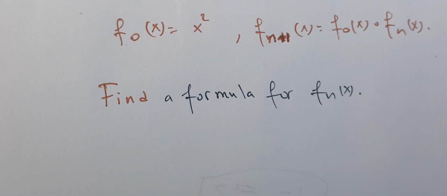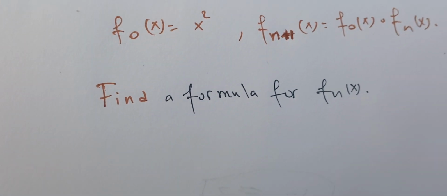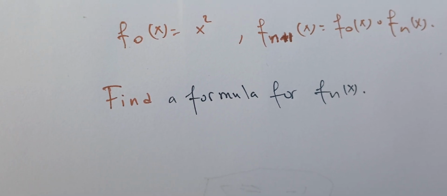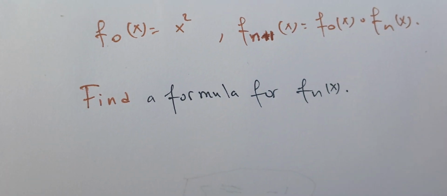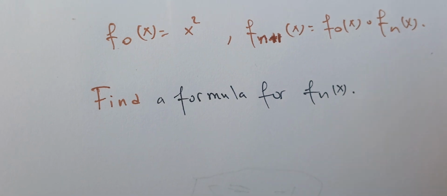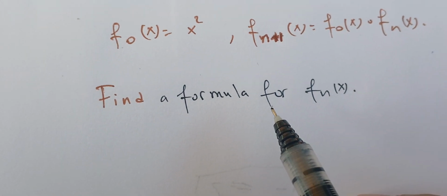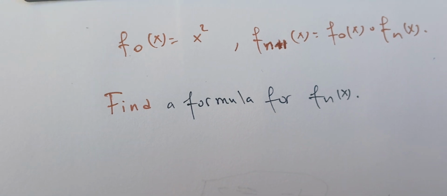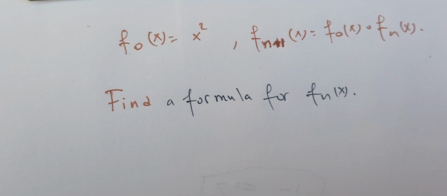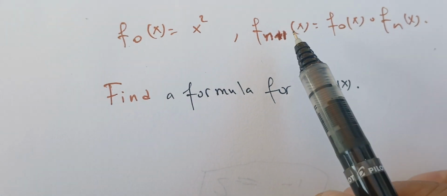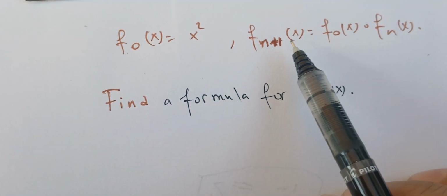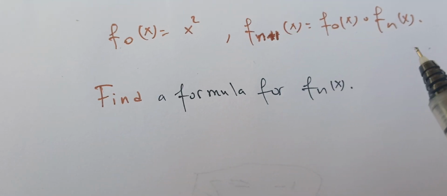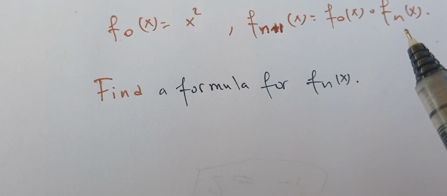Given that f0 of x is x squared and f_{n+1} of x is f0 of x composed with fn of x, we want to find a formula for fn of x. Okay, here the easiest way is to use the definition, and we try to find a formula. When we find it, we're going to prove it by induction.